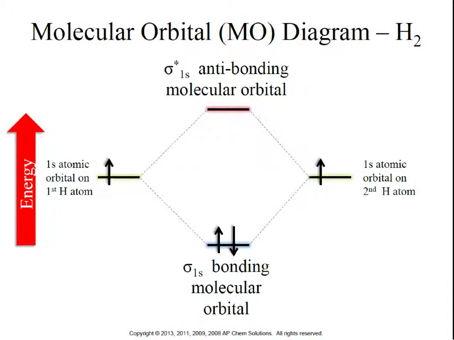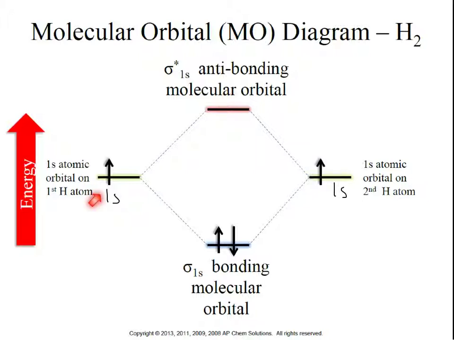So here's how we would draw that. Just like before, we represent each orbital with a little line. Now these are the atomic orbitals, so here's one hydrogen atom, here's the other hydrogen atom. They each have their own 1s orbitals. And then we can see on our energy scale right here, energy increases as we go up. Down here is our sigma bonding orbital, and up here is our sigma star anti-bonding orbital.